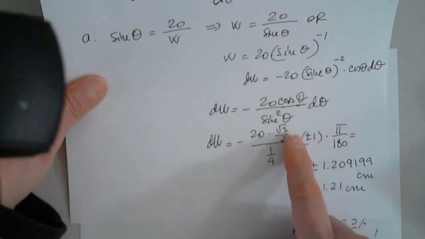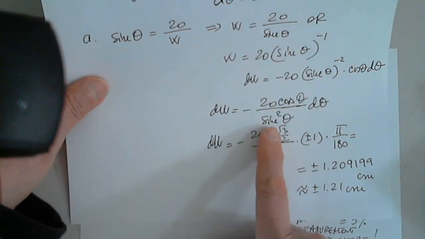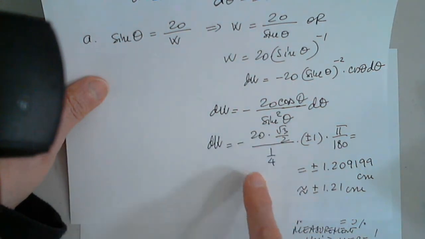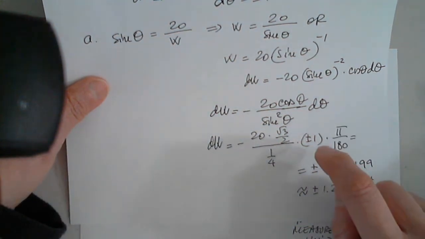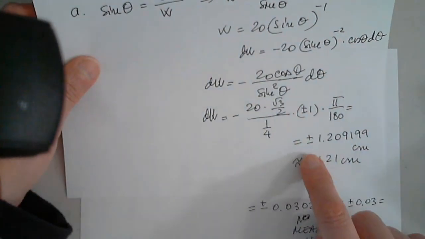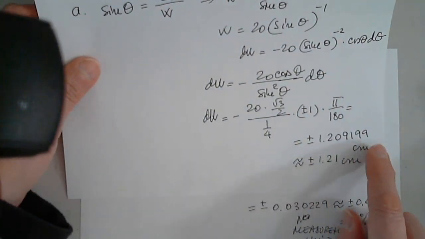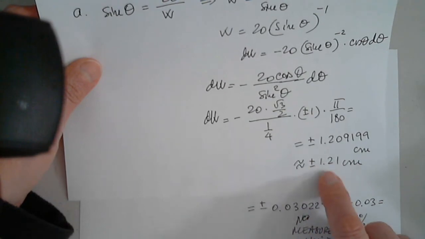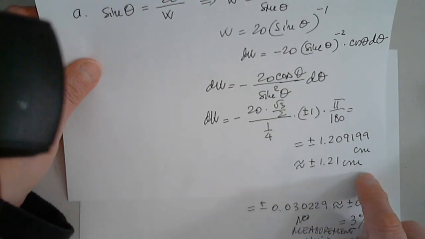So 20, the square root of 3 over 2, over 1/4, because this is 1/2 squared. And d theta is plus or minus 1 degree, but I have to change it into radians. So I got plus or minus 1.2 and so on centimeters, or plus or minus approximately 1.21.